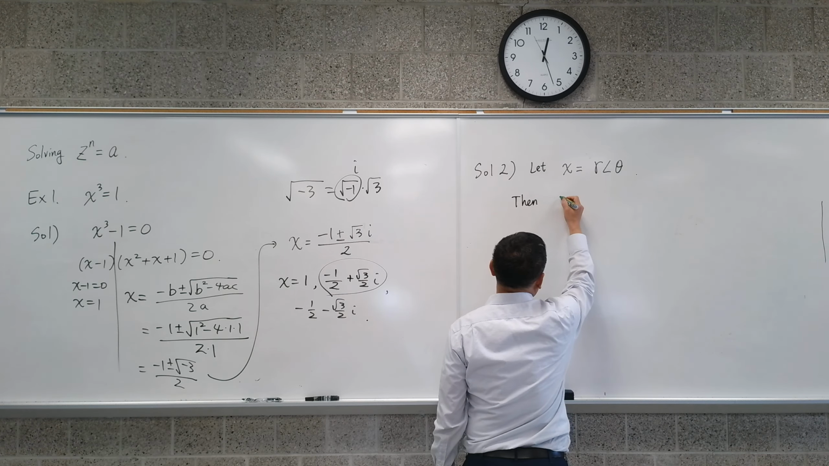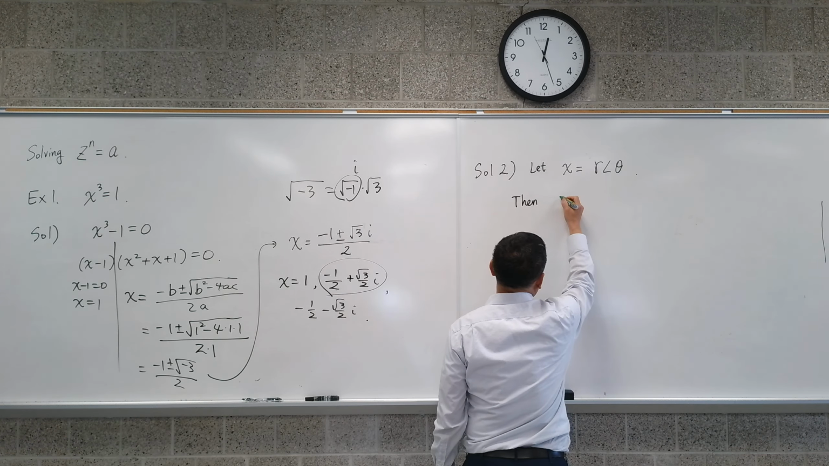We have x cubed equals 1 can now be written again as r cubed angle 3 theta equal to 1 angle 0. Okay? We're just viewing this in a completely different way. And the beauty of math is that sometimes changing the way you look at things makes things a lot easier. This is an example.